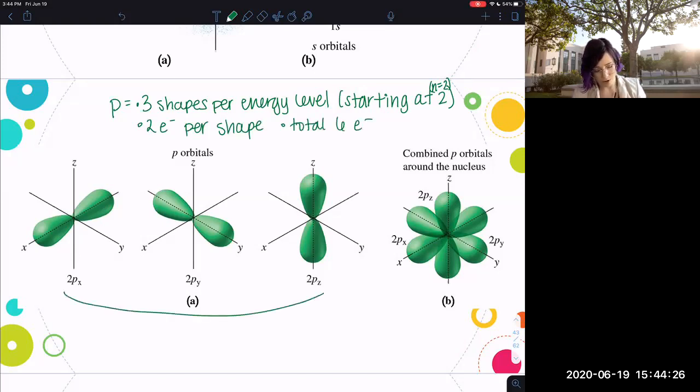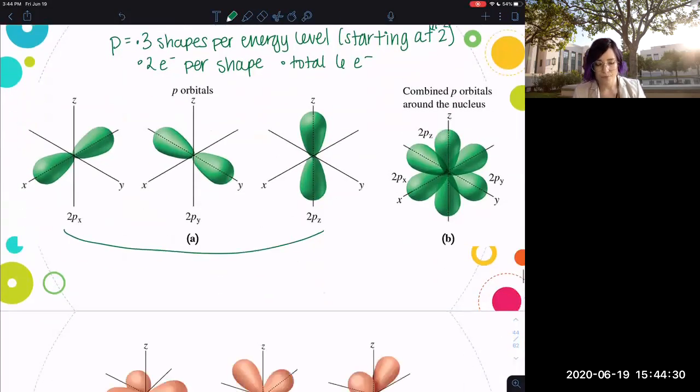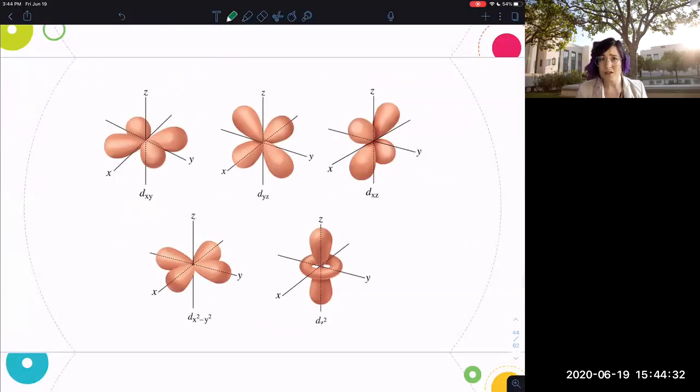So here are your individuals, and then you have combined P's over here. I'm not going to ask you to draw these or know what these shapes are. I'm just going to tell you in a minute SPDF stuff, and I want you to know where that comes from, so you're not like, wait, what are these letters? The letters just tell me what shape it is. So D shapes, there are 5 shapes per energy level.